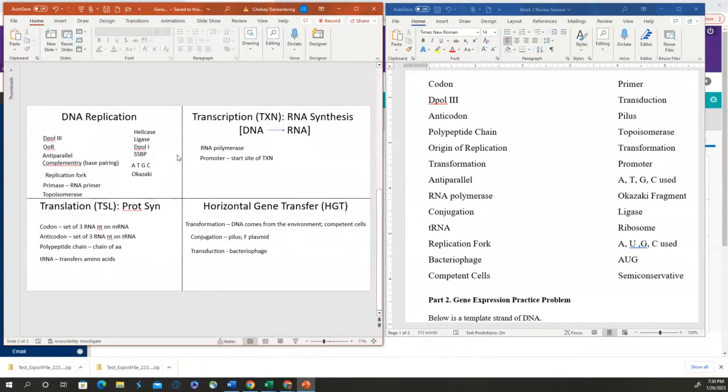Ribosome, where is the ribosome a key player? Yes, remember y'all, ribosomes are our protein making machines, right? So which process is making proteins? Translation. Good. All right. AUGC. Where are A's, U's, G's, and C's used? Good. Transcription. So remember, if you see a uracil, the U, you know you're dealing with RNA. Okay. So RNA does not have T.